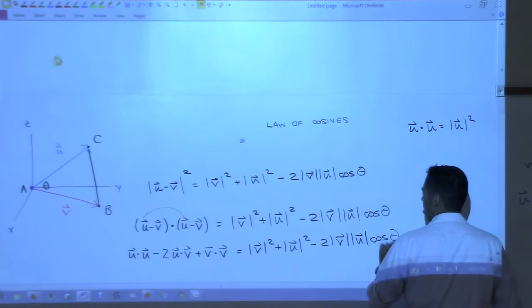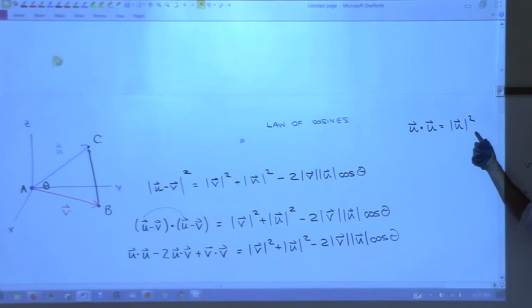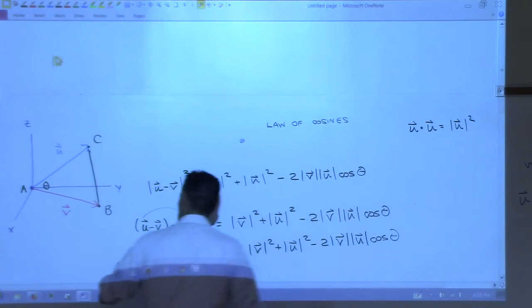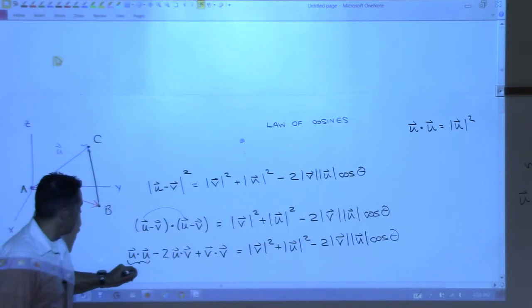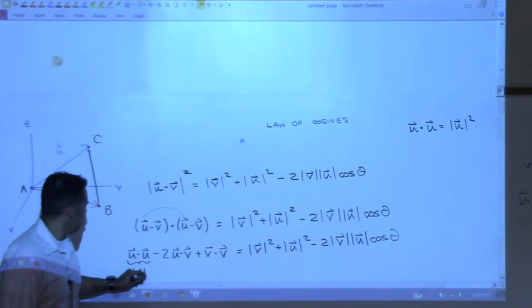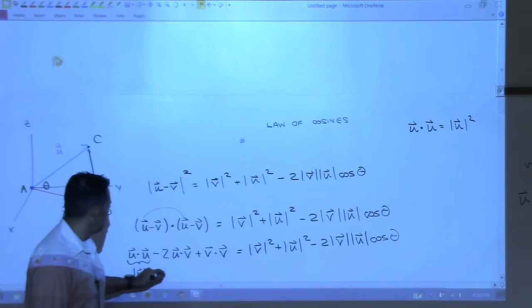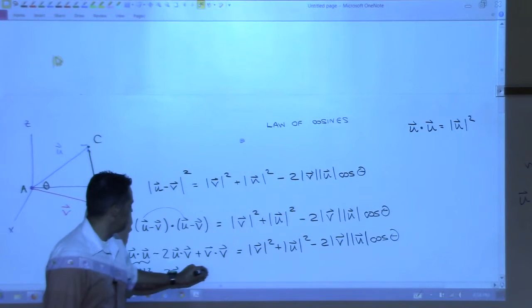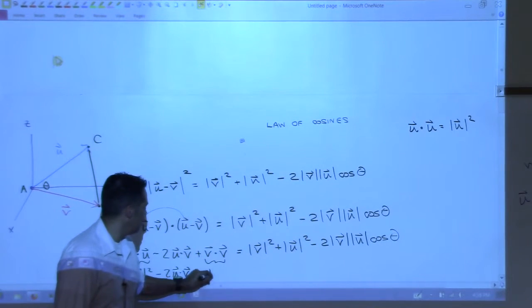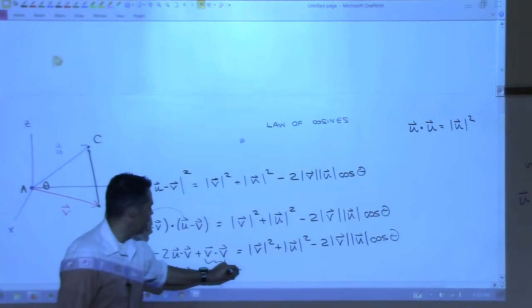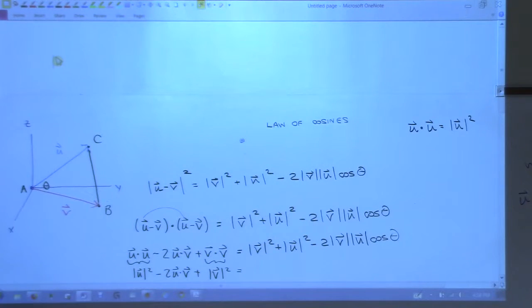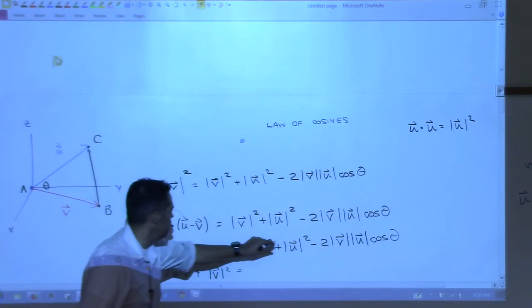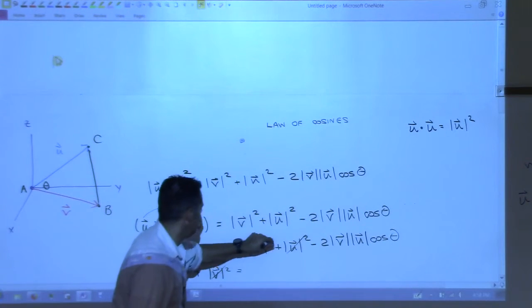cosine of theta. Now we're going to use this property again. So this right here is magnitude of u squared minus 2u dot v plus this one again is magnitude of v squared equals that side. And do you see what cancels? So this cancels with that, and this cancels with that.